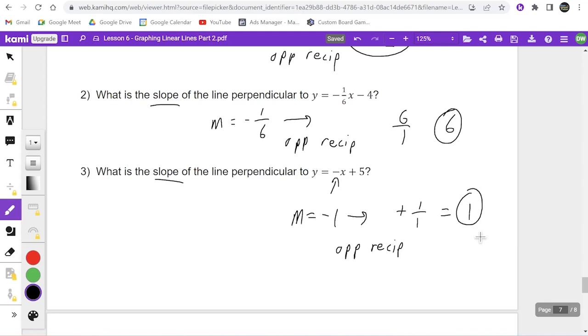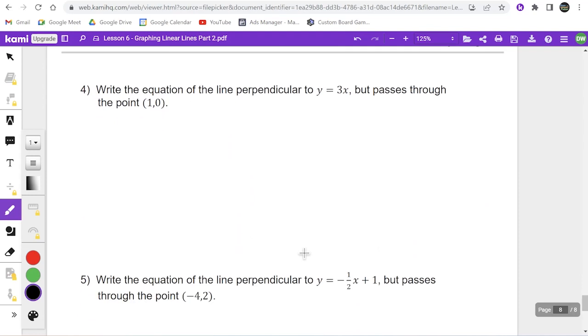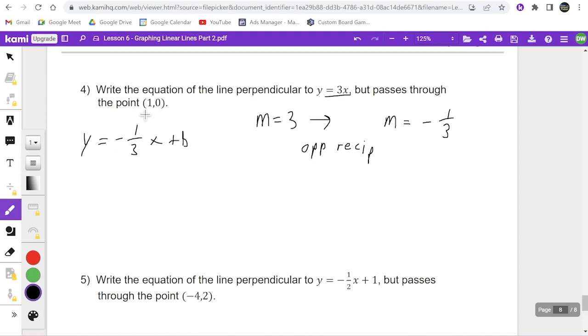Okay, then. And now for the very last page, just two more times, we're going to be writing the equation of the line that passes through the point, in this case, (1, 0). It's perpendicular. So for number 4, again, my slope is 3 because just look at this line. And if we want opposite reciprocal for perpendicular, the slope is going to be negative 1/3. So that means we have y equals negative 1/3 x plus b. And now I need to plug in the point, x is 1 and y is 0. So 0 equals negative 1/3 times 1 plus b.